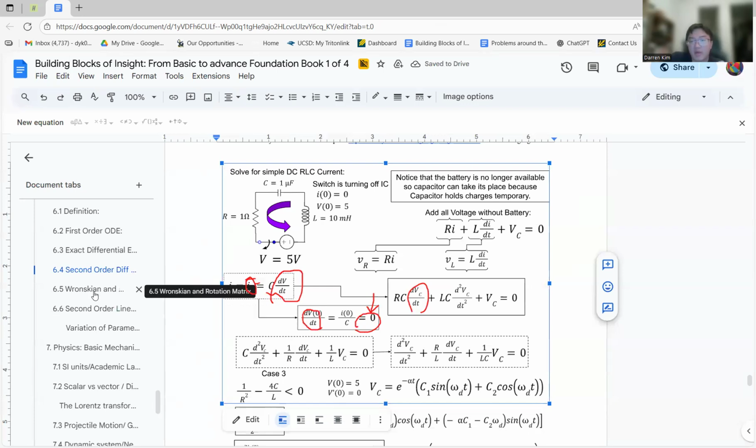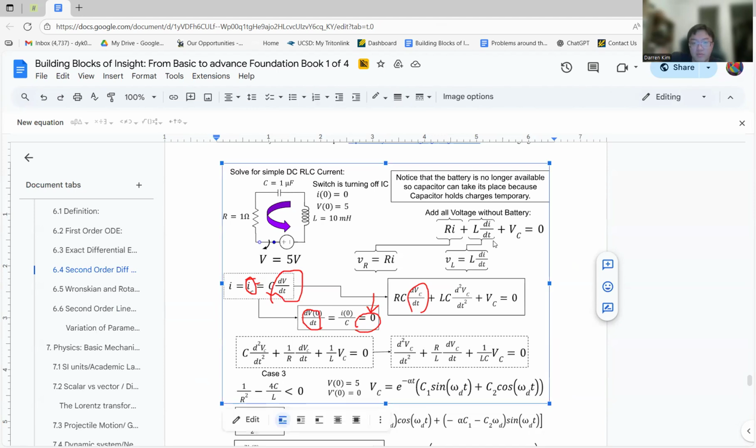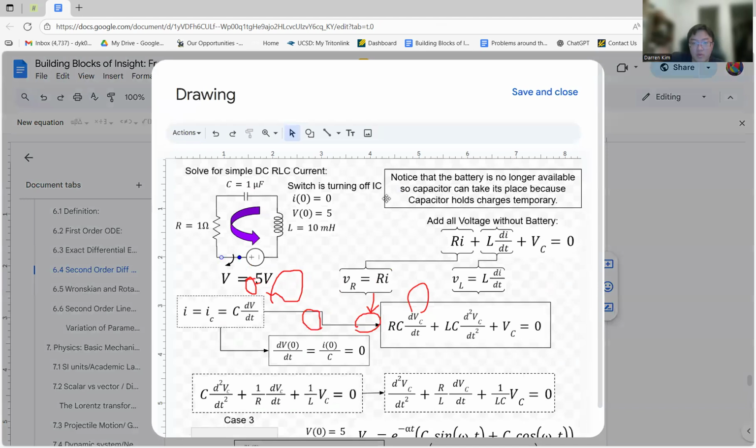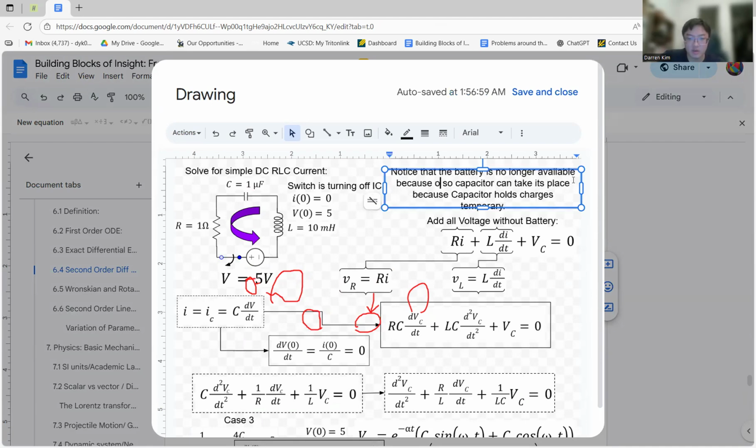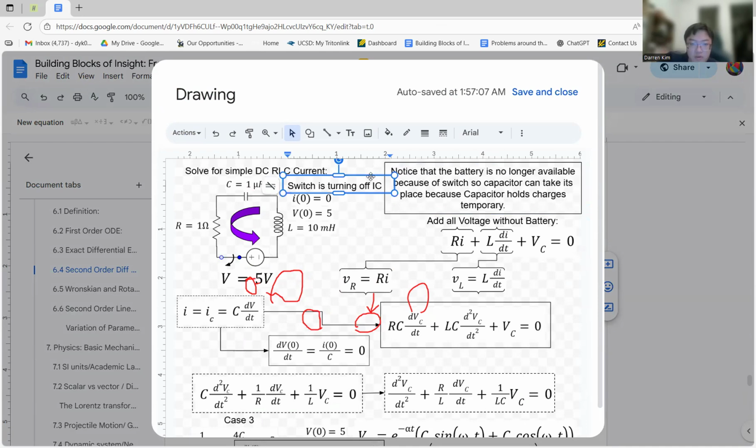Okay, notice that battery is no longer a variable. Do you understand why? It's because of the switch. If you didn't know, it's because of the switch. Maybe that would be a better explanation.